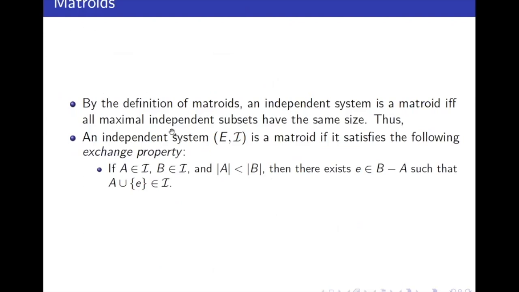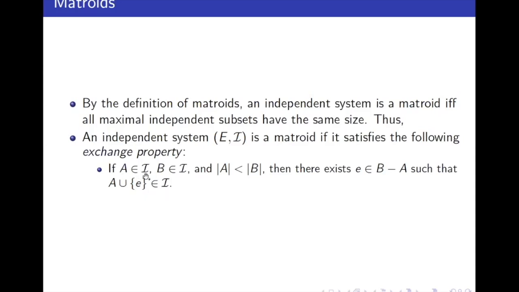So by the definition of the matroid, an independent system is a matroid if and only if all maximum independent subsets have the same size. Hence, an independent system is a matroid if it satisfies the following exchange property, which we can use to help determine if an independent system is a matroid.